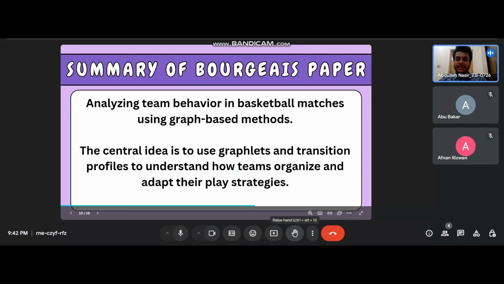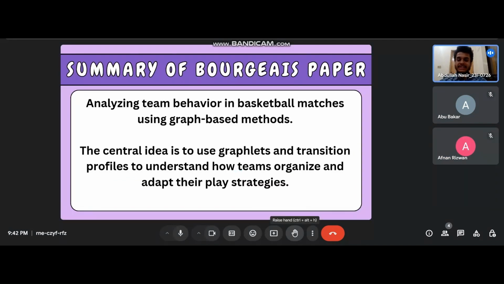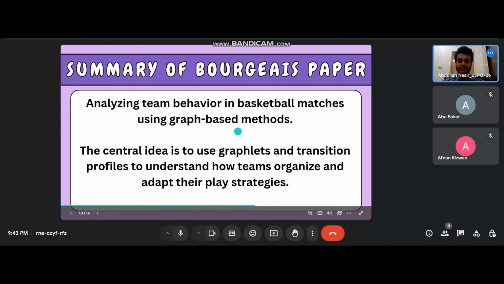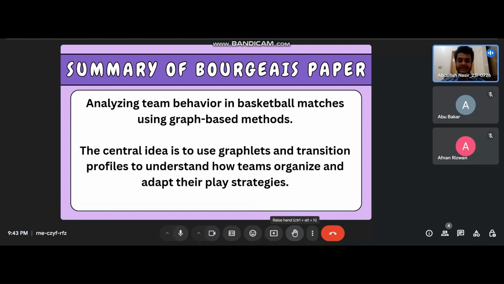So let's now discuss the Borges paper. The Borges paper mainly focuses on analyzing teams' behavior in basketball matches and their patterns of passing, on the basis of which we can conclude the performance of a team. Its central idea is to use graphlets and transition profiles, which are simply the patterns in which the players pass the ball.